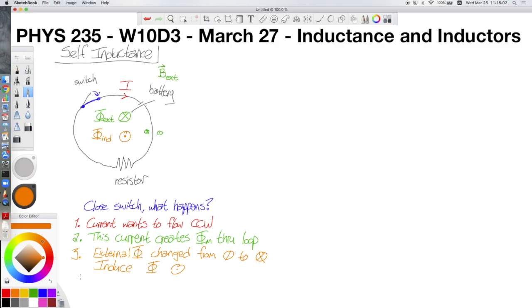Well, think about what this last step that we just drew means for the current in the circuit. If we have an induced flux out of the board, oh, you guys didn't correct my error.